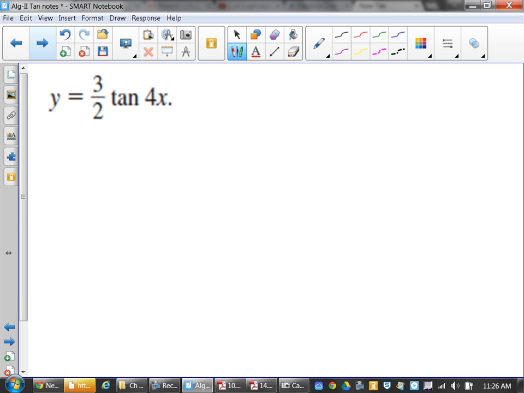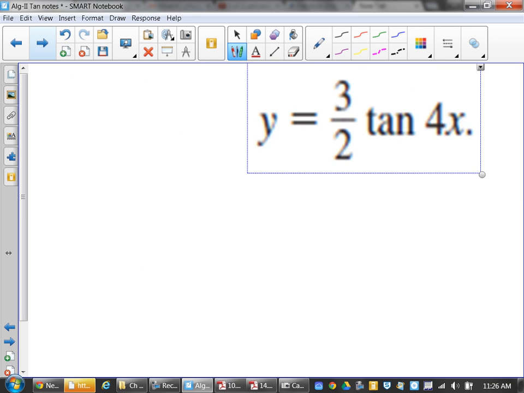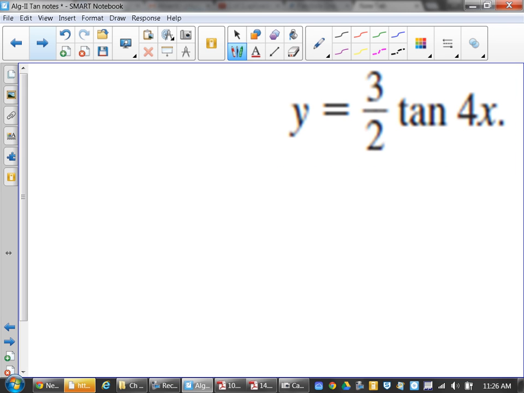So let's look at this. Let's do it. y equals 3 halves tangent 4x. Once again, the first thing we're going to wind up doing is listing out our values. a is 3 over 2. b equals 4.